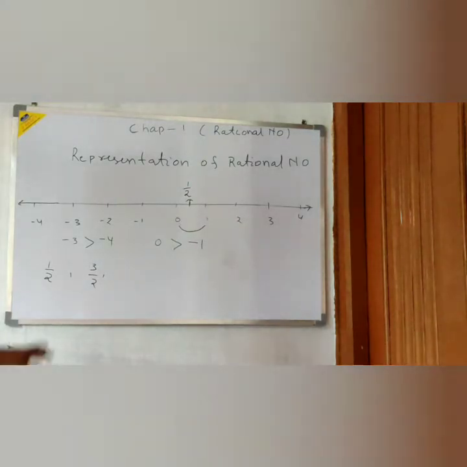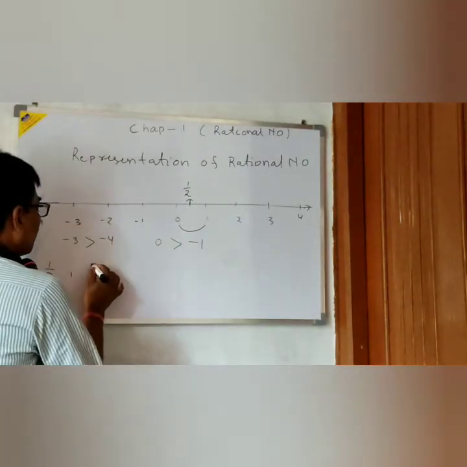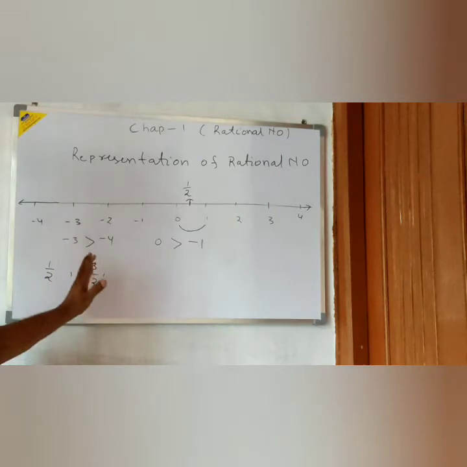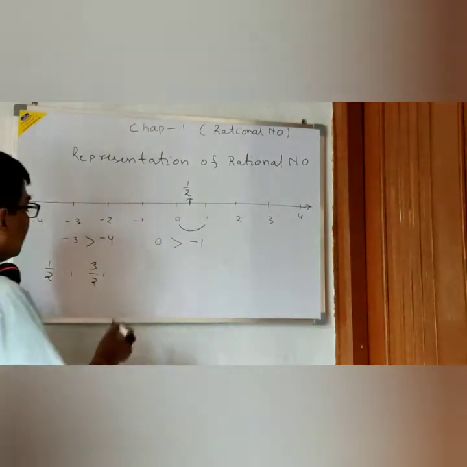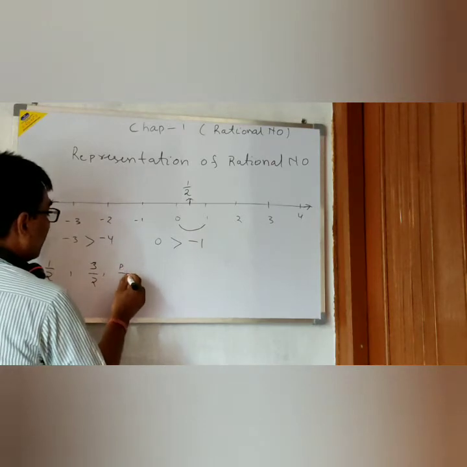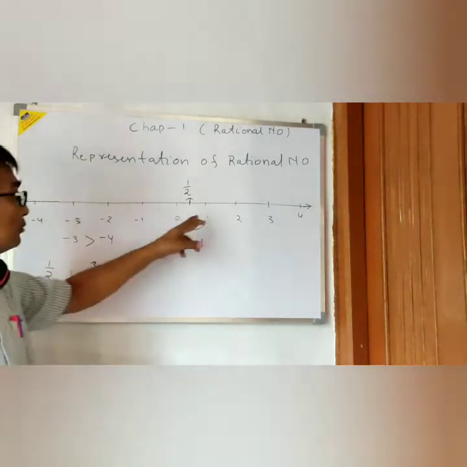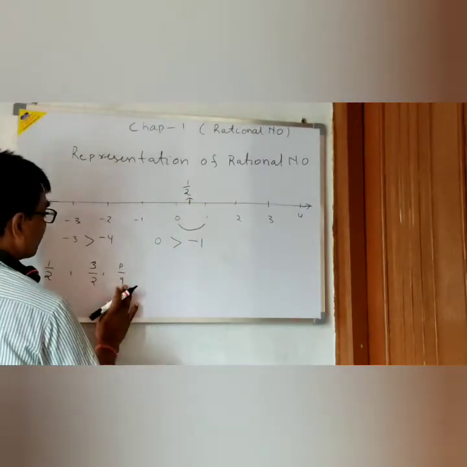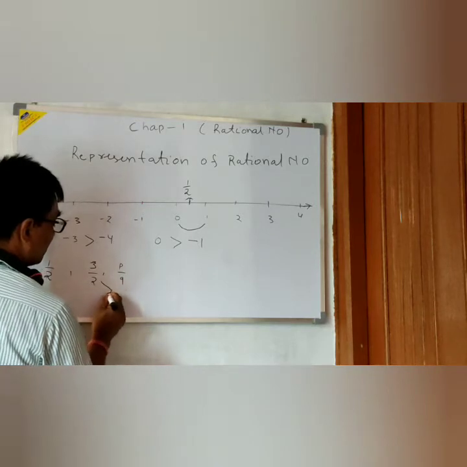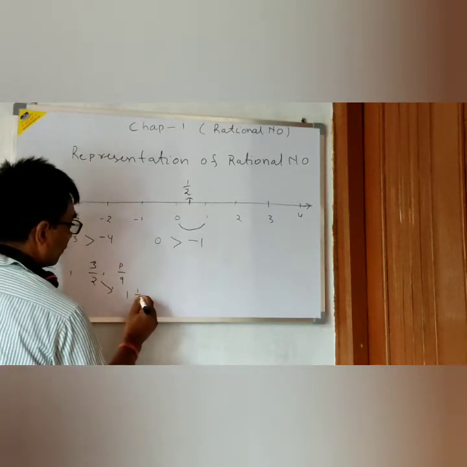Now 3 by 2. First, understand where 3 by 2 is located. This 3 by 2 is in the form of p by q, and between which integers is it located? 3 by 2 means 1 and half. 3 by 2 means 1 integer and 1 by 2.